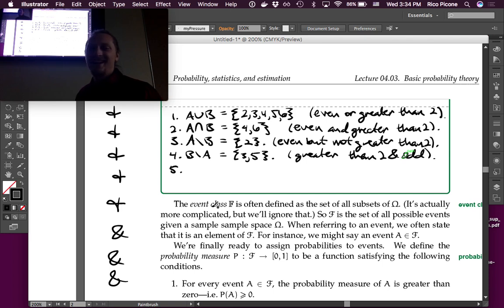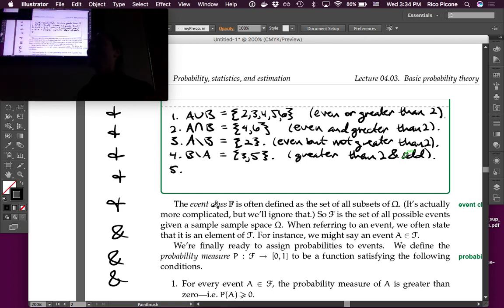And is that part of our notes? Yes. Sure.